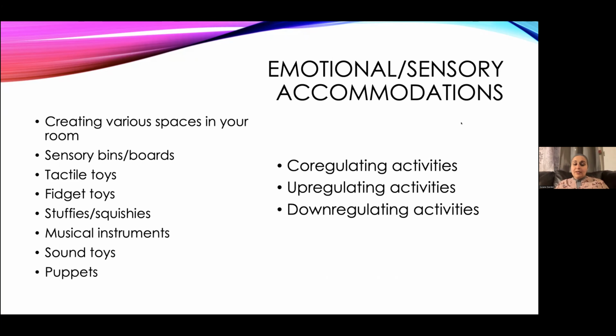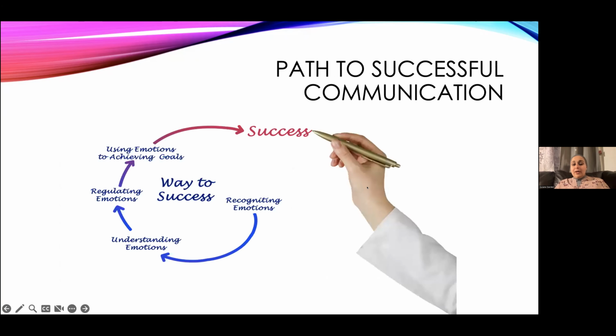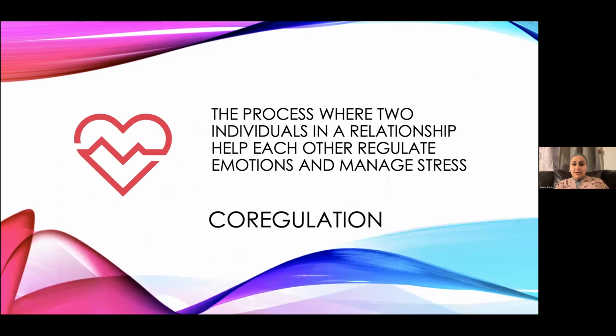And then we're going to talk about the next three on the upcoming slides. So co-regulating activities, up-regulating, and down-regulating. So basically, we have to recognize their emotions. We need to understand their emotions. Then we can work to regulate them. And once we regulate, we can use those emotions to achieve the goals that we need to successful communication. So we're going to start with co-regulation.